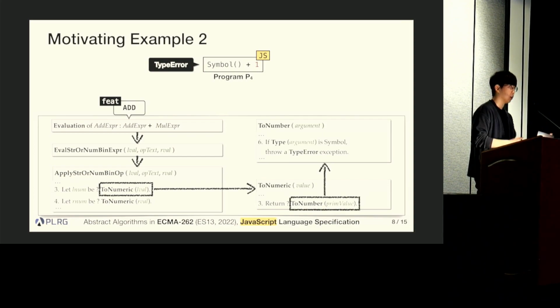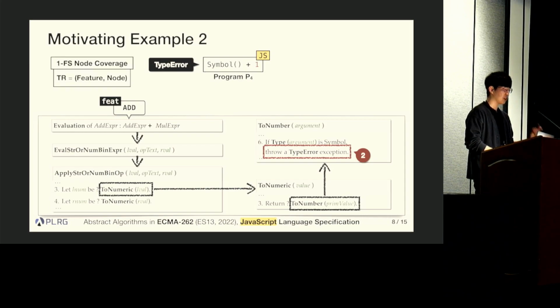So it uses the ToNumber algorithm. In step 6, it checks the type, and if the type is symbol, it throws a type error. So this is why the program P4 throws a type error exception. Now let's say that this line is node 2. Then if we measure the one feature-sensitive node coverage, now the program P4 covers add 2.